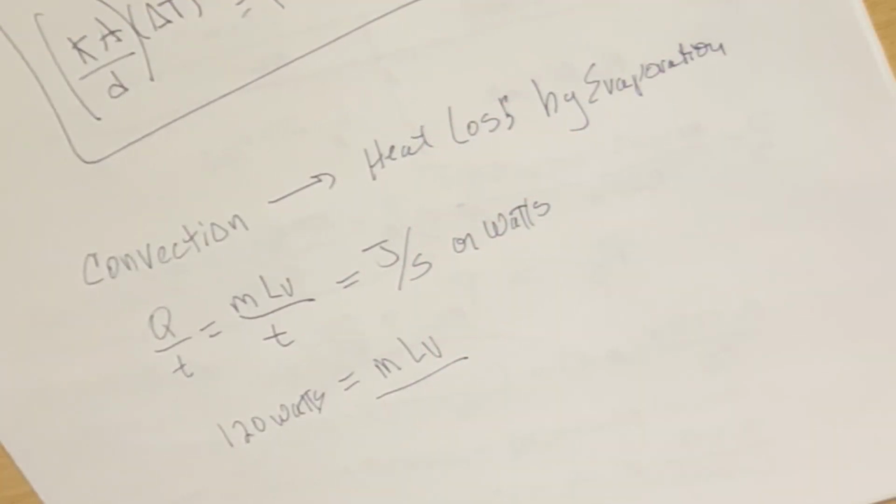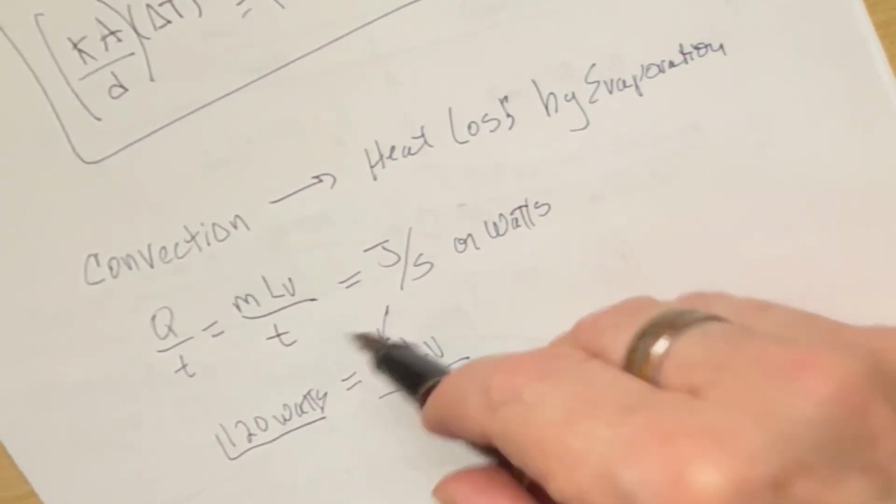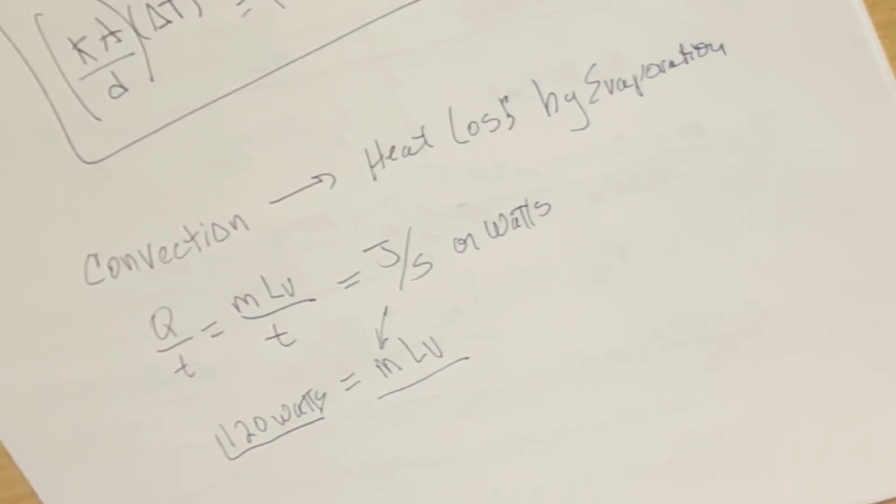Now the next thing we want to talk about is convection. We transfer an awful lot of heat primarily by evaporating water. A good example of this is sweating. So let's say that the average human generates about 120 watts of heat. What is the mass of water that would need to be evaporated in order to dissipate that heat out into the environment and keep us cool?